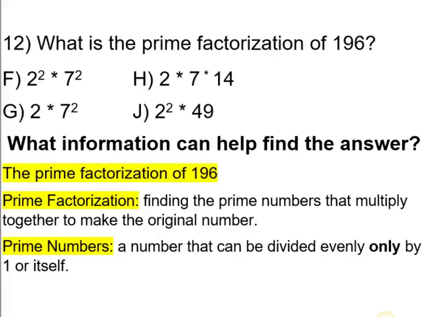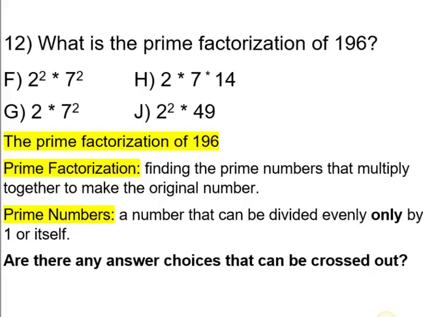What information can help us find the answer? Number one, that we're looking for the prime factorization of 196. So what does prime factorization mean? It means finding the prime numbers that multiply together to make the original number. Our original number is 196. Let's break that down some more. What is a prime number? A prime number is a number that can be divided evenly only by 1 or itself. Based on the information that we have, are there any answer choices we can cross out? Remember, we are looking for the prime factorization of 196, and in those numbers you can only multiply the number by 1 and itself.